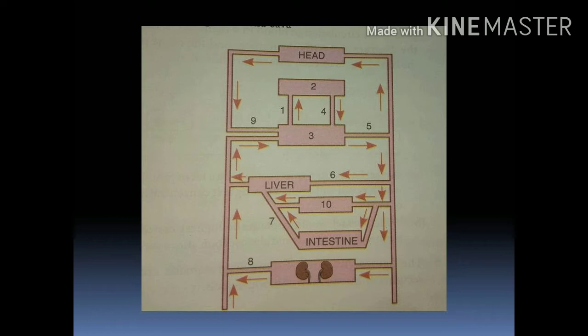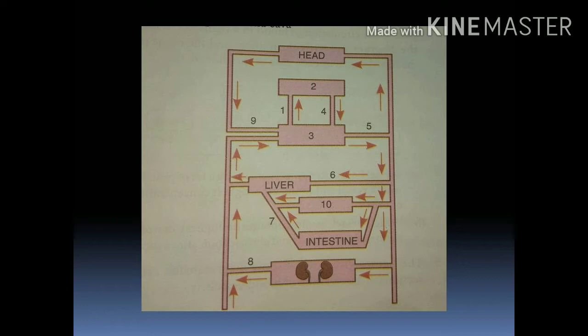Here, first you identify the heart. Number 3 is the heart and number 2 is the lungs. Now number 1 is the pulmonary artery. The arrow mark goes from the heart to the lungs, that is the pulmonary artery. And number 4, observe the arrow mark, it is coming from number 2 to number 3, so that is a pulmonary vein. So number 1 is the pulmonary artery, number 2 is the lungs, number 3 is the heart, and number 4 is the pulmonary vein.